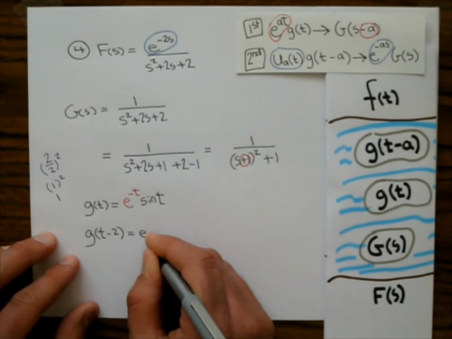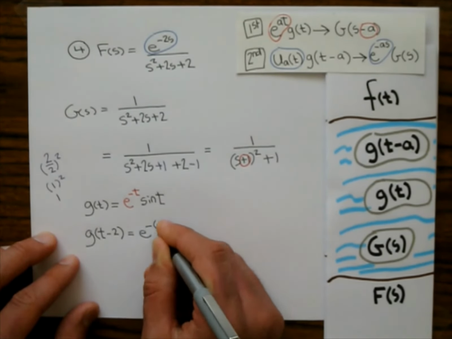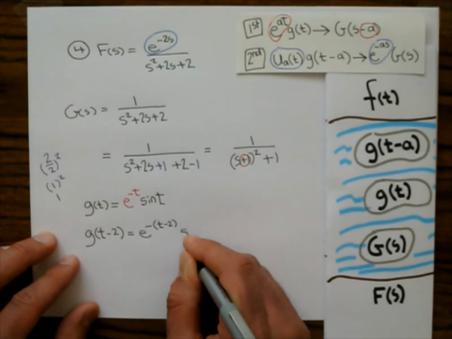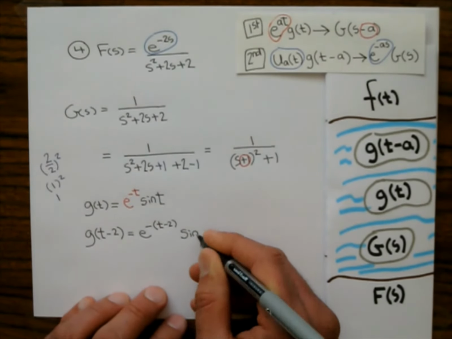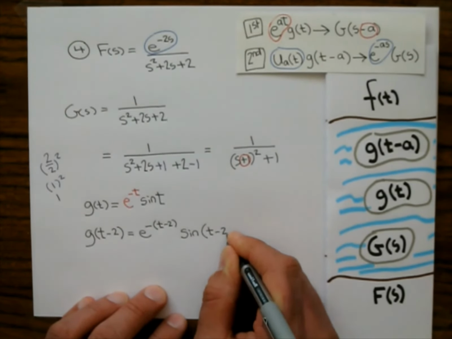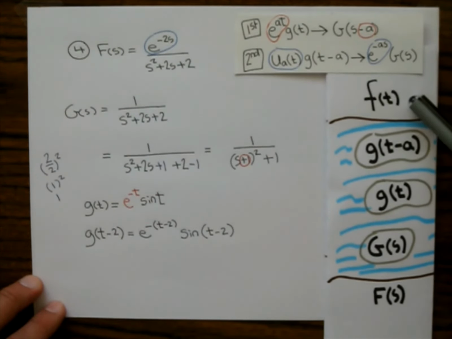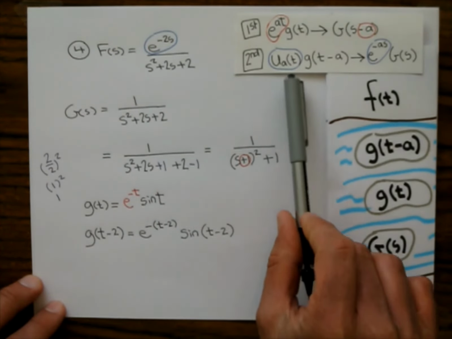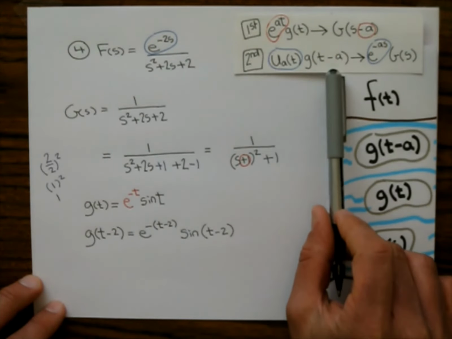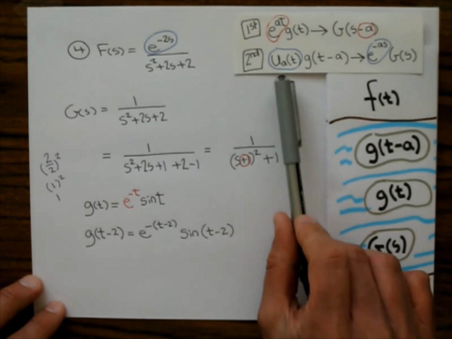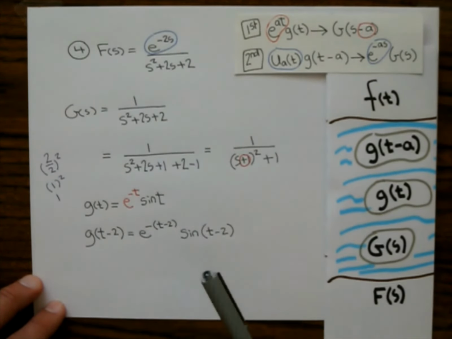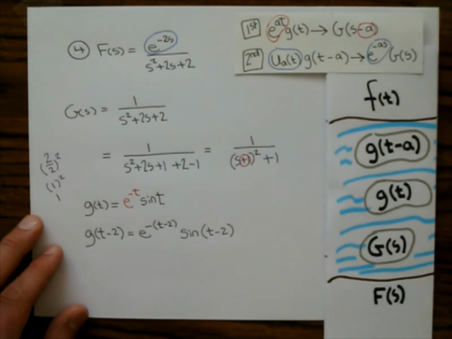This is e to the negative, then we have t minus 2, sine of t minus 2. And then I'm right here and I'm ready to jump to the shore. If you're just looking at the second shifting theorem, I've just computed g of t minus a. I'm just going to multiply that by u sub 2, and you'll be done.